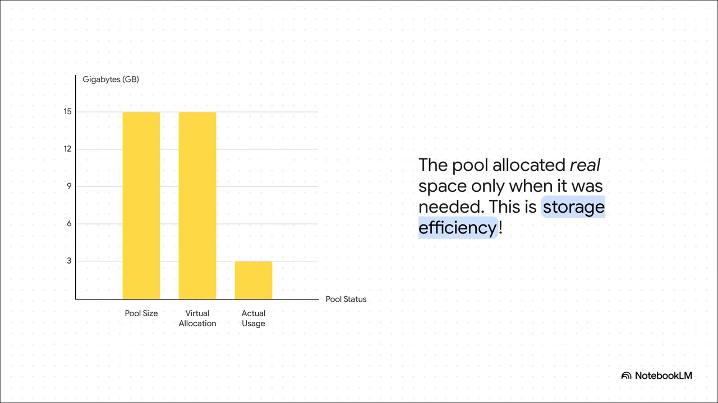Look at what happened. Our virtual allocation is still sitting at 15 gigs, right? But the actual usage bar has now jumped up to 3 gigabytes, 1 gig for each of those files we just created. The pool only gave out real space when it was absolutely needed. This right here is thin provisioning in action.